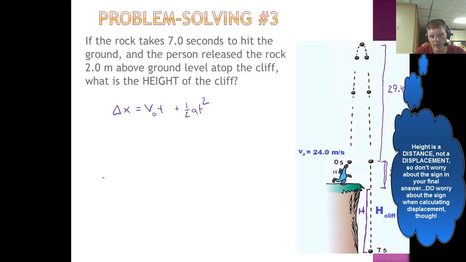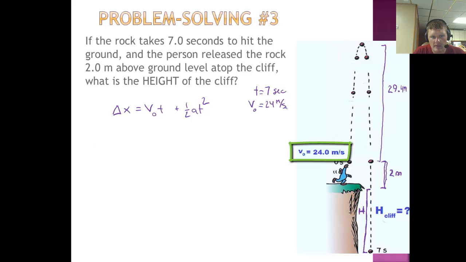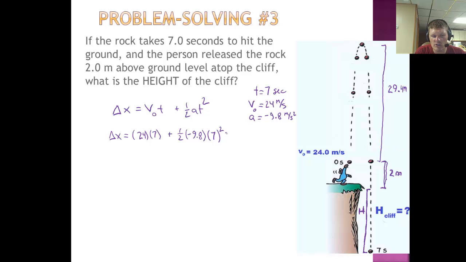I'm going to use this equation because the problem tells me the rock hits the ground 7 seconds after it was thrown, meaning that time equals 7 seconds. The initial velocity in this problem is 24 meters per second. The acceleration is negative 9.8 meters per second squared. And with those three pieces of information, I have everything I need to solve for delta x. Here's what the equation should look like with all the numerical values in place of the variables. So go ahead and get out a calculator and crunch down these numbers, and you should get a final answer of delta x equals negative 72 meters.